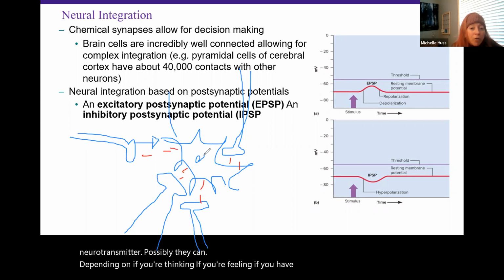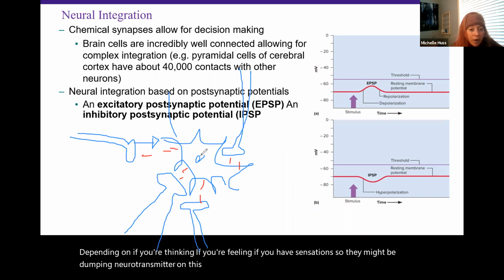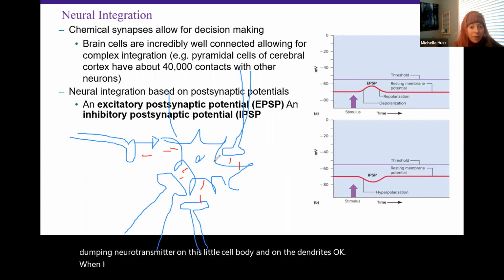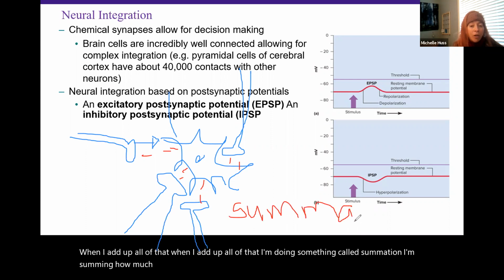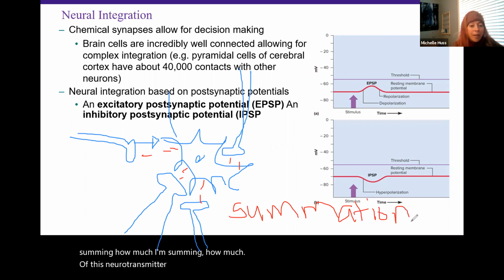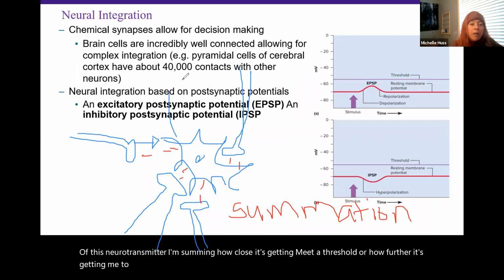So they might be dumping neurotransmitter on this little cell body and on the dendrites, okay? When I add up all of that, I'm doing something called summation. I'm summing how much of this neurotransmitter, I'm summing how close it's getting me to threshold or how further it's getting me to threshold, okay?